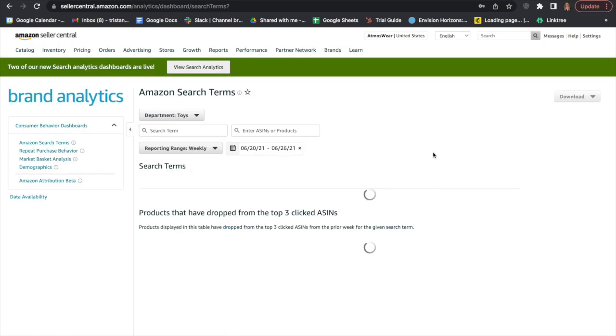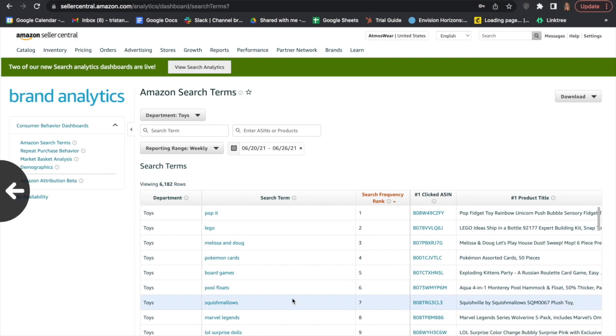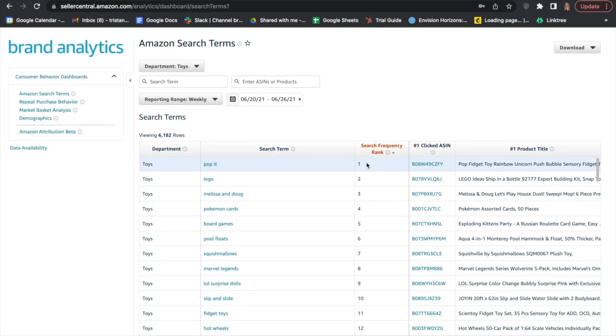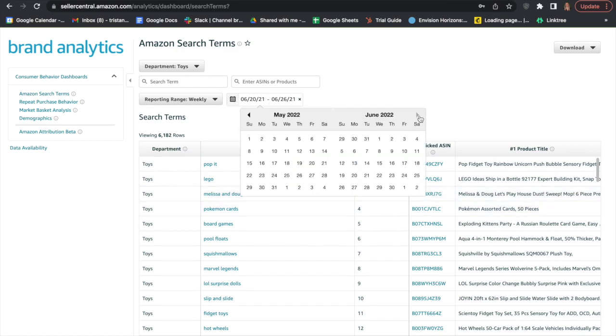Toys is one that definitely changes over time. So last year, Pop It was the number one toy being searched for. Lego, Melissa and Doug, Pokemon cards. But if we want to go to last week, we might see things change a little bit.